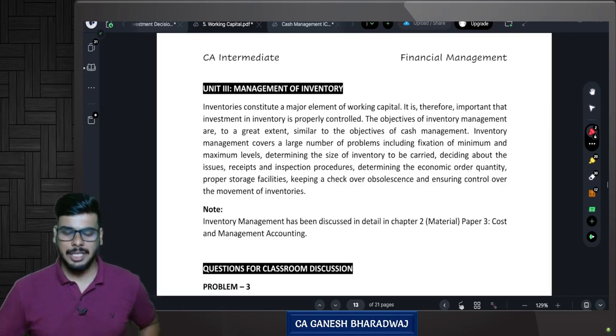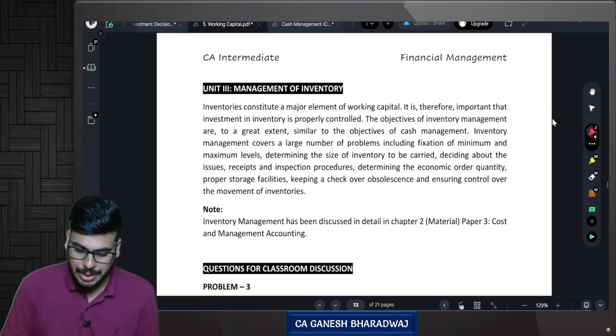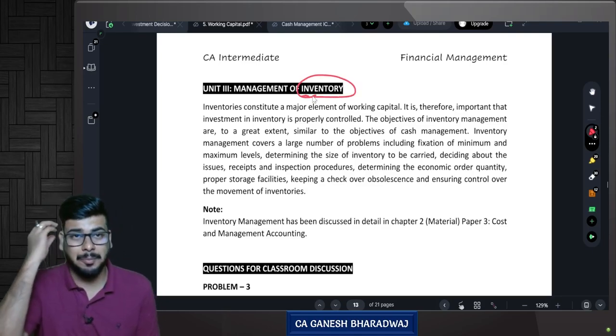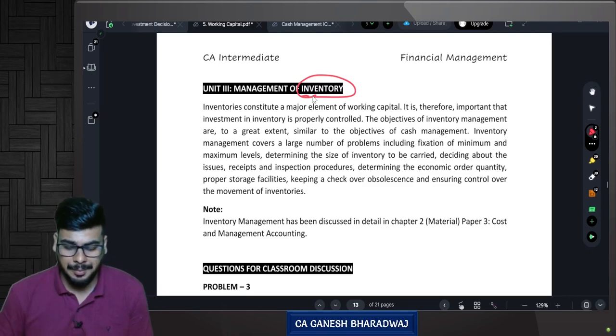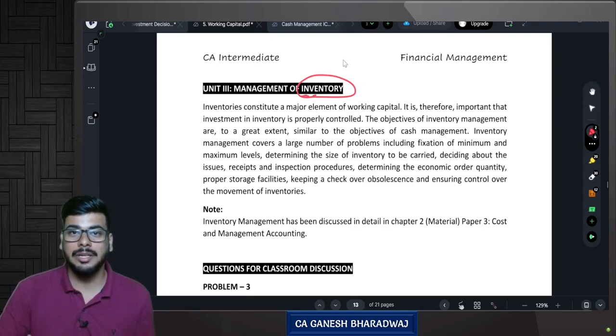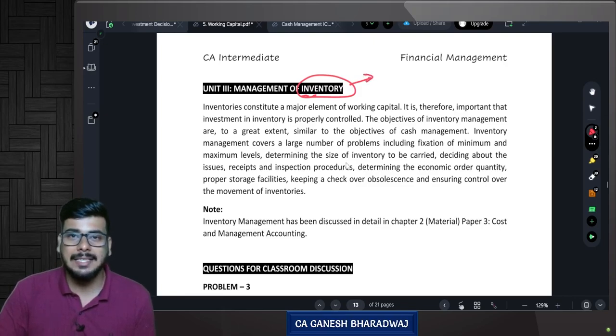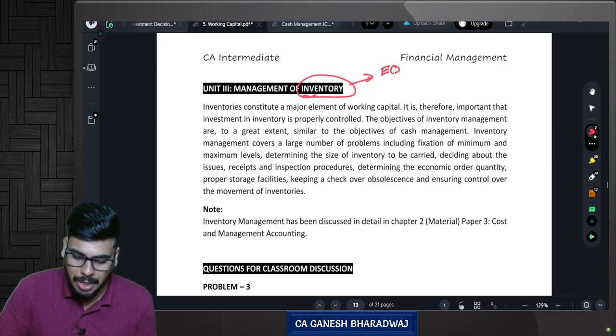So now let's move to the third unit in this particular chapter, which is inventory management, right? Technically, this segment of the chapter is actually covered in costing. It's covered in your cost and management accounting. There is a concept called EOQ, economic order quantity, and there is a concept called stock levels.